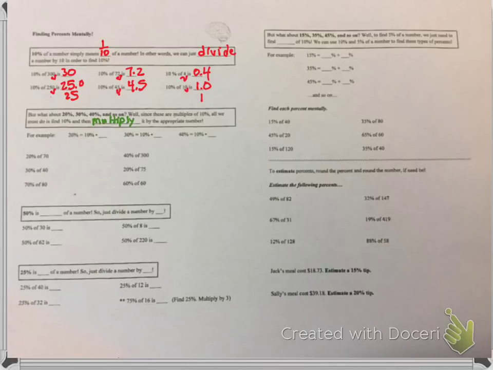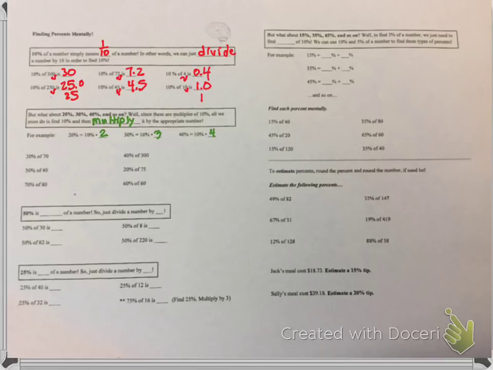In other words, we're trying to figure out how many 10%s are in the percent number we're talking about. Here are our examples at the top. 20% is the same as 10% times 2. There are 2 10%s inside of 20%. 30% is the same as 10% times 3, because there are 3 10%s inside of 30. What about 40%? 40% is 10% times 4. How do I know that? 4 10%s fit into 40.